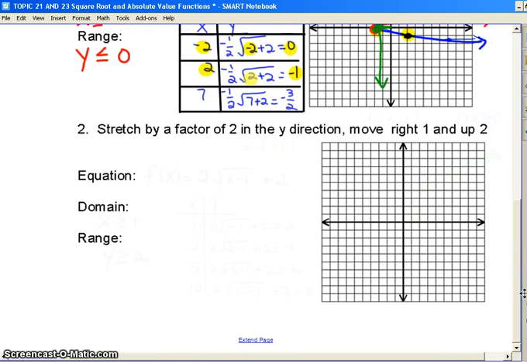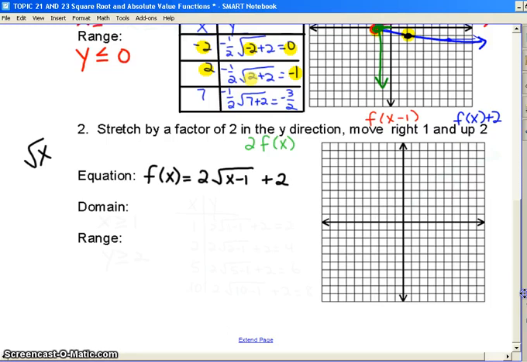Example 2, stretch by a factor of 2. That means that we're going to multiply the function times 2. Move it to the right 1, x minus 1, and up 2, the whole function plus 2. Put those three things together. Don't forget, the function we're dealing with is the square root of x. So I'm going to multiply the square root of x times 2. I'm going to do x minus 1, and then I'm going to put plus 2 outside the function. And this is what the result is going to look like.